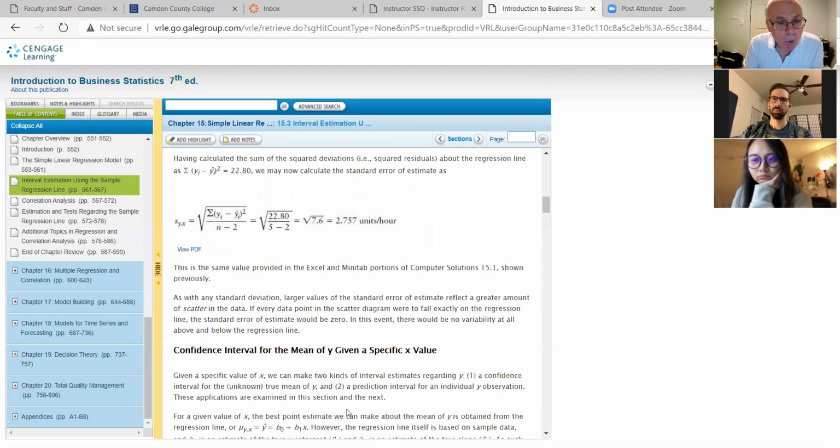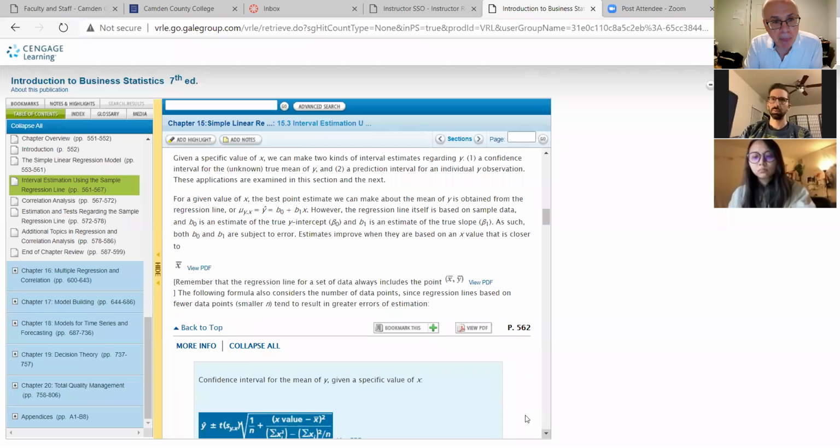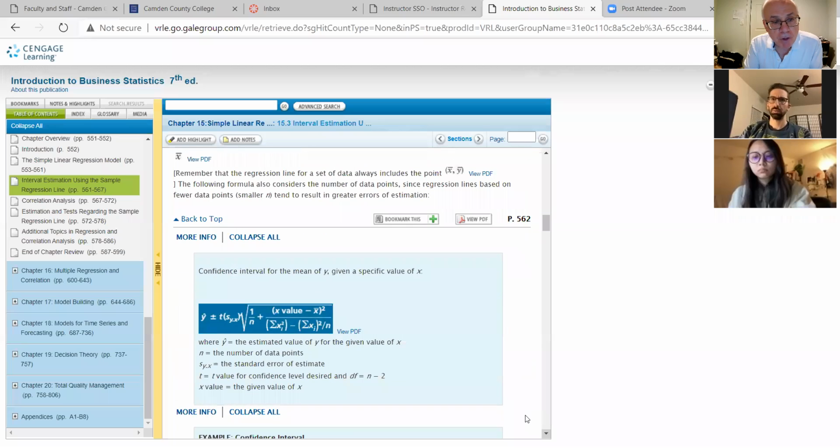So what if we wanted to create a confidence interval for the mean of y given a specific x value? All right, given a specific x value. How would we do that? Here's the formula. Well, it's a t. We're going to use, remember, a confidence interval has a critical value and a standard error, right? Typically.